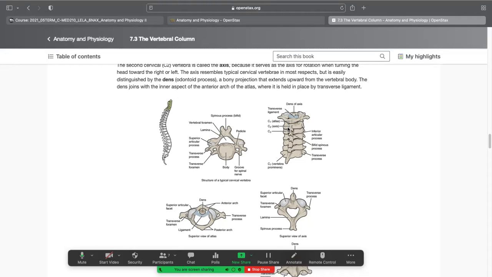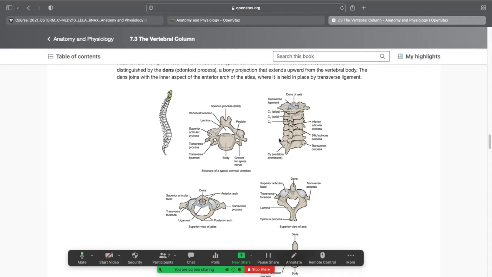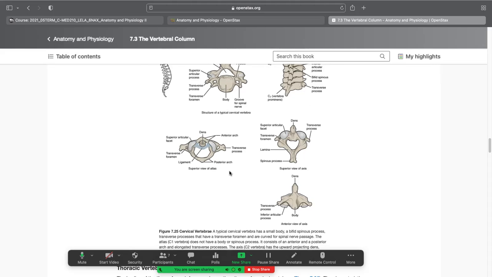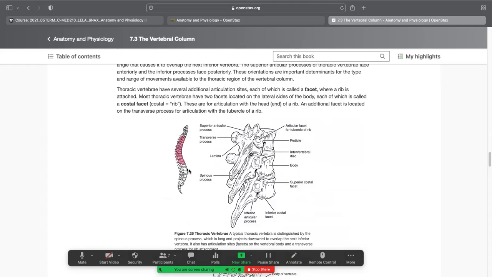If my patient can't do that, or if there's pain and swelling involved in that, that means I'm looking at a C2 fracture of their cervical vertebrae. And you can see how small and delicate they are, right? So it's kind of easy to break your neck.